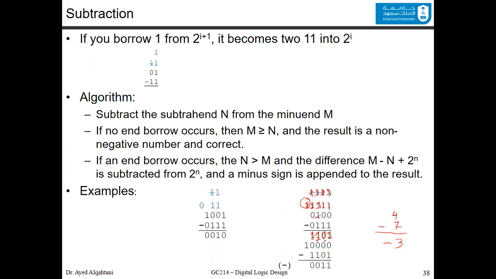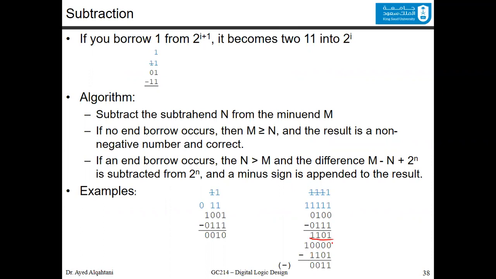To correct it, you will get this result, and then you will add to it this number. So if an end borrow occurs, n is larger than m. In this case, the 7 is larger than the 2. And this difference should be subtracted from 2 to the n. So you take this number. This is what we got.